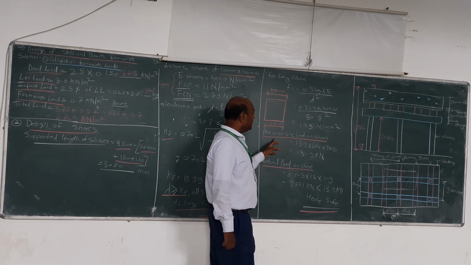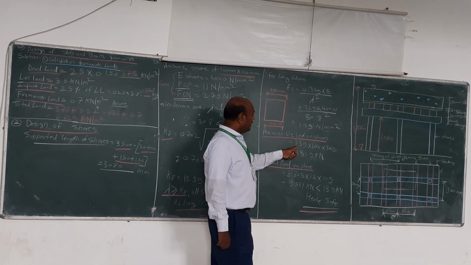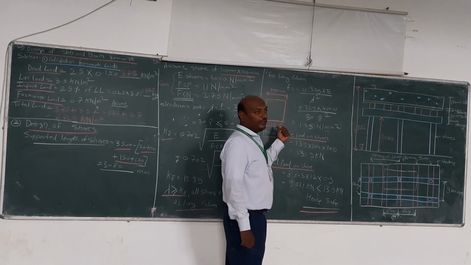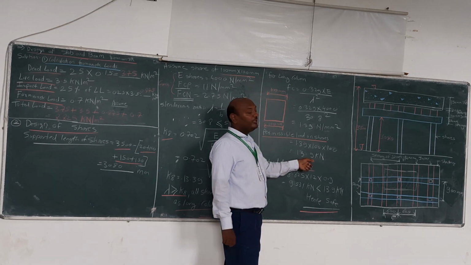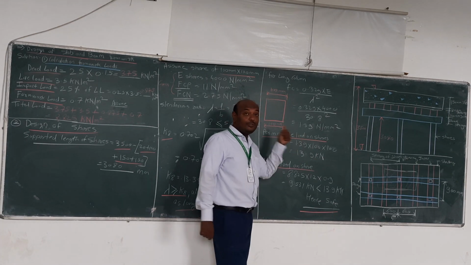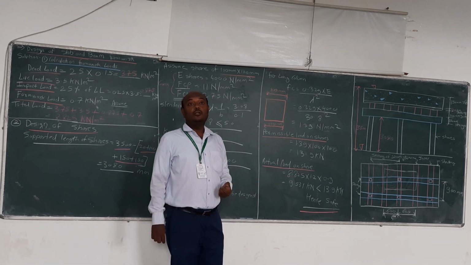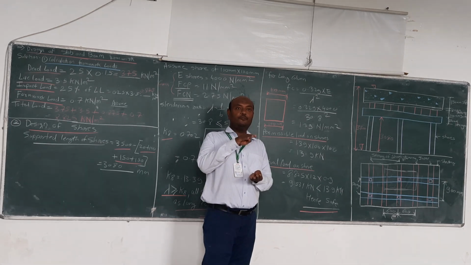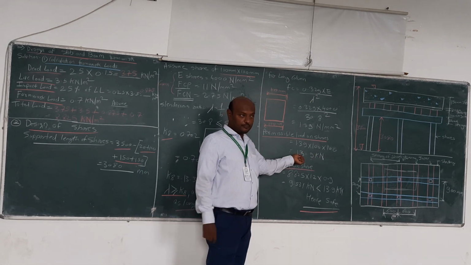This FC we have to put in the permissible load formula, that is FC multiplied by the size of the shore, which we have taken as 100 mm by 100 mm. So here we are getting 13.9 kN, which is the permissible load of the shore. It means this much load the shore will bear before failing.